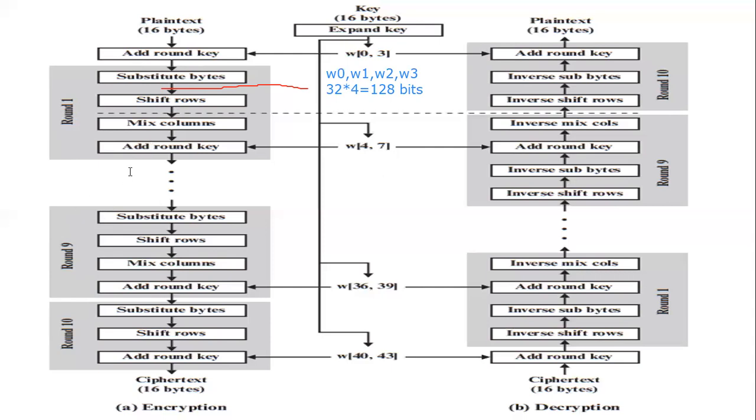Then in round 2, we repeat these operations. Similarly, in round 10, we repeat these operations. But there is a difference in round 10. In round 10, we use substitute bytes, shift rows, and add round key. There is no mix column in the last round. And similarly we do for decryption.